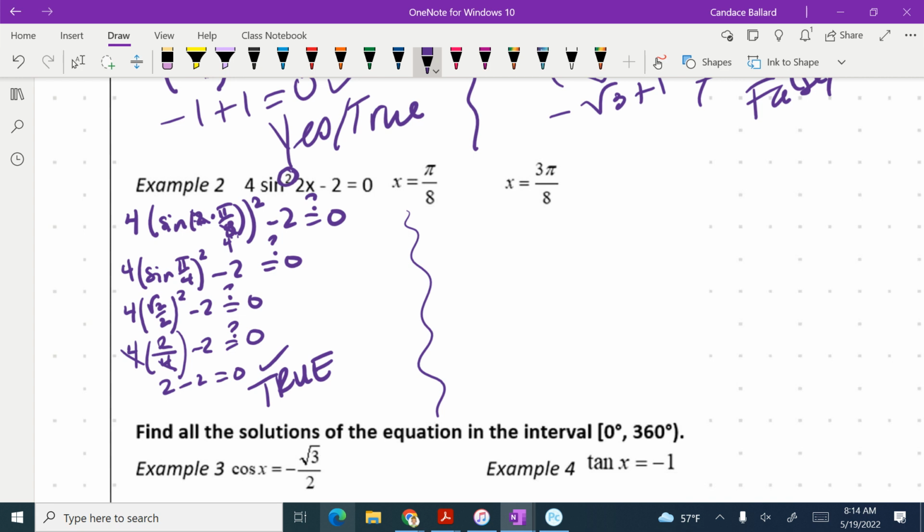I want you guys to try the 3 pi over 8 on your own. Okay, so put in 3 pi over 8. It eventually will end up as something on your unit circle, but follow the same steps we just did and determine, is that a value or is that a true value for that equation?